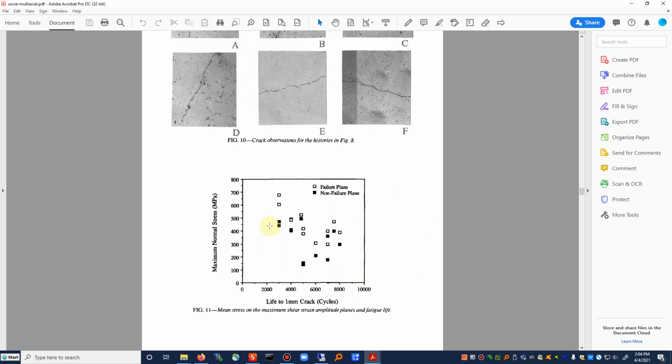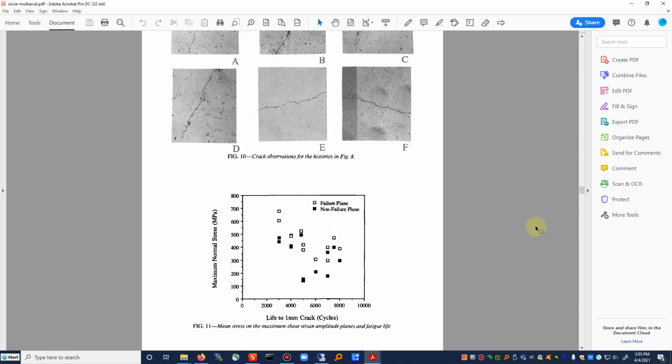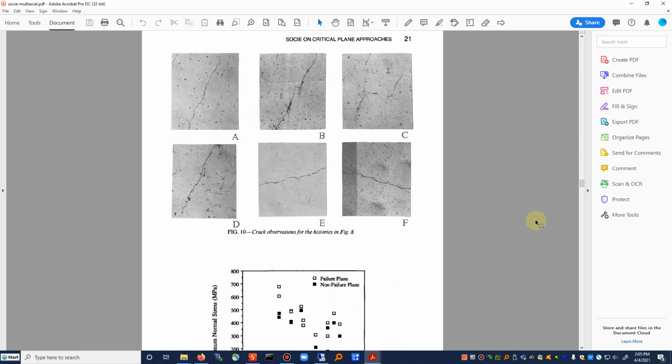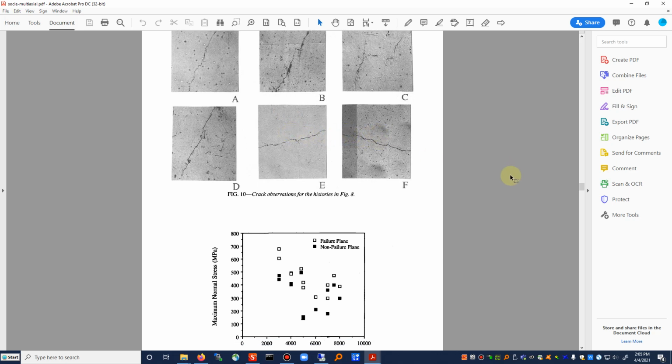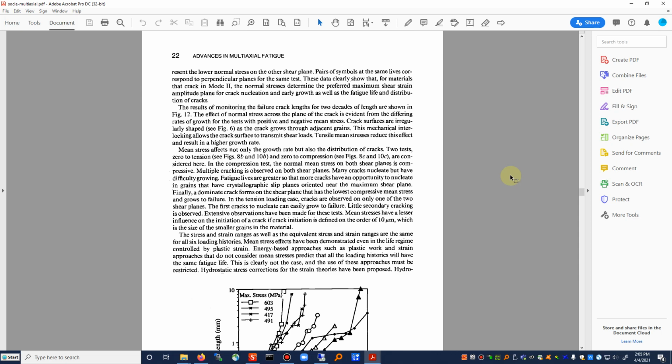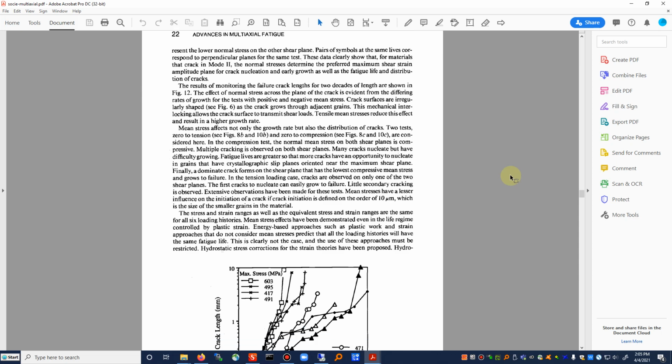Okay, all right, so we have maximum normal stress, we have failure plane, and the non-failure plane. And here in this picture is the influence of the cracking plane on those different mean strains depending on the histories that we have. As you see, many of these are very much the same, even though the path looks a little different. But some of these with compressive strains show a little bit different behavior.